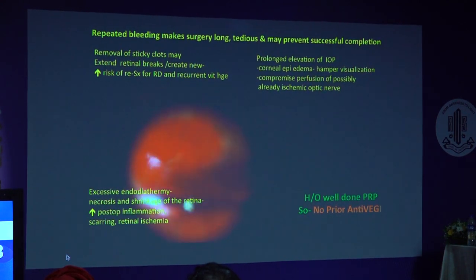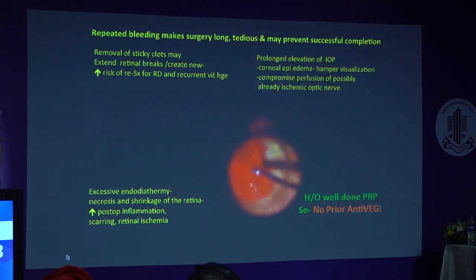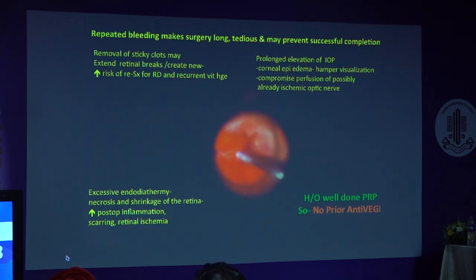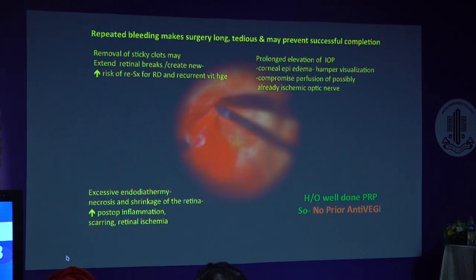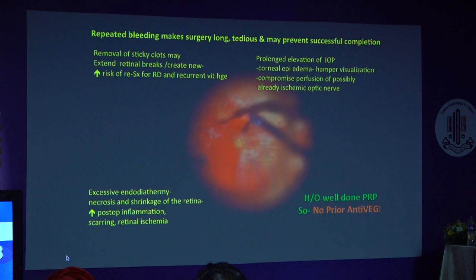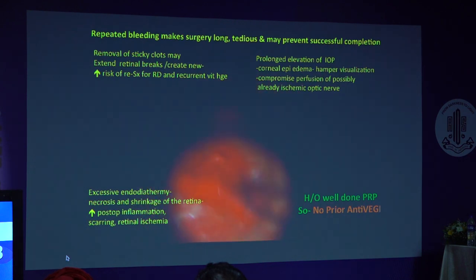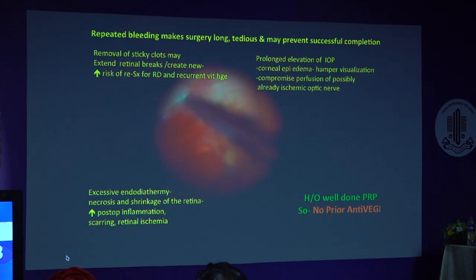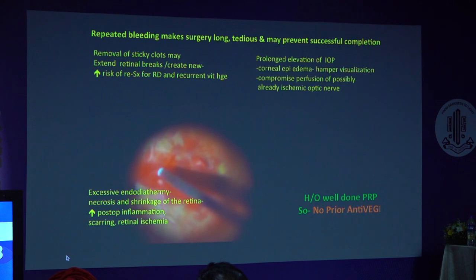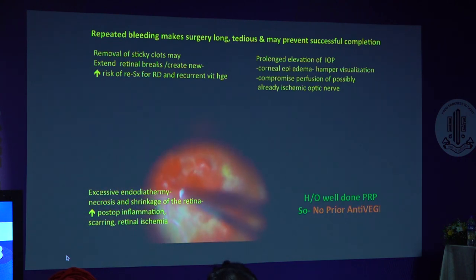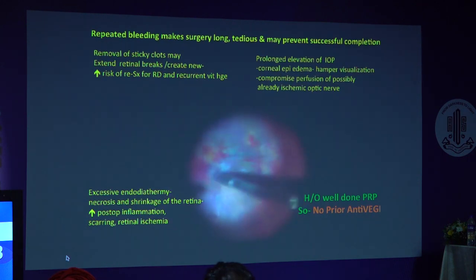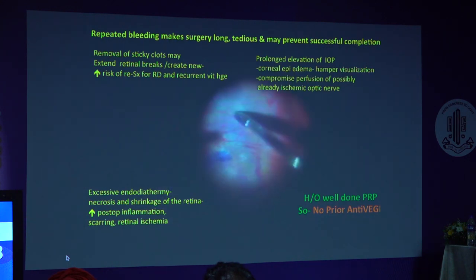And as we can see, there is a little more bleeding, and the clots are sticky and difficult to remove. Trying to remove the clot, we can see new bleeders are coming, and these bleeders are difficult to stop. This was a case of well-done PRP, so I didn't give prior anti-VEGF, but that proved to be a mistake. I had to raise the bottle height to control the bleeding. Otherwise, ever since I started using anti-VEGFs, I haven't needed to raise the bottle height. I avoid doing that because of the risk to the optic nerve.